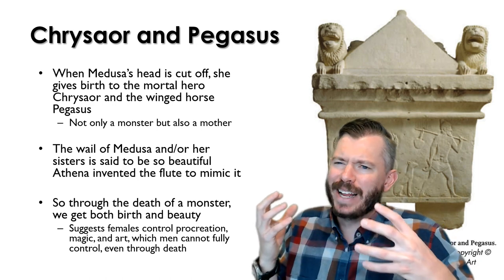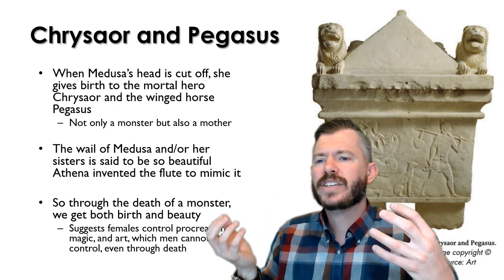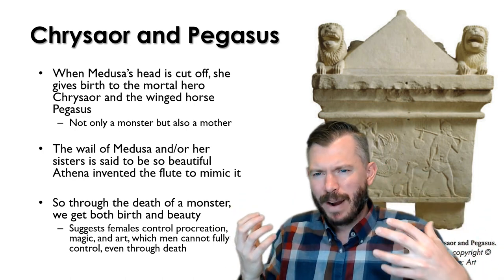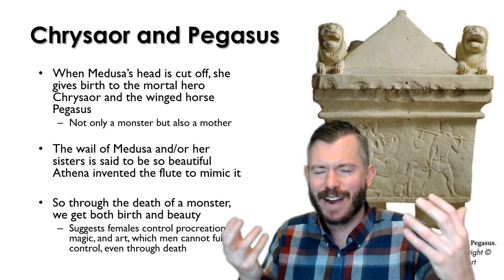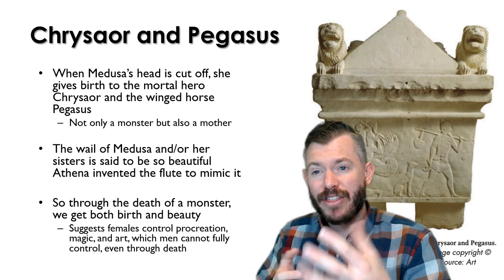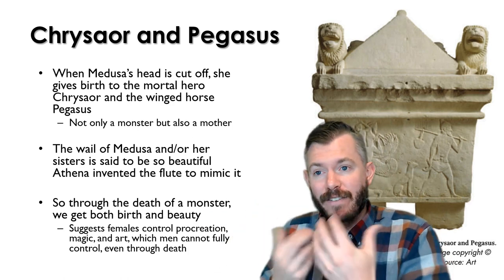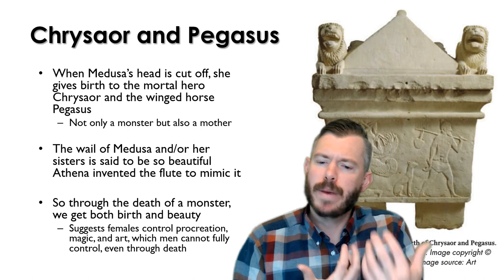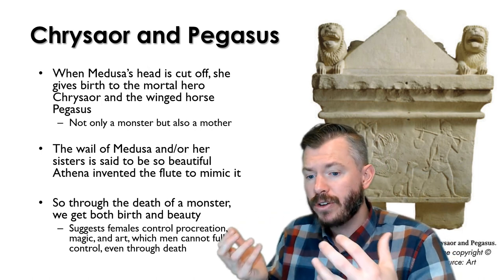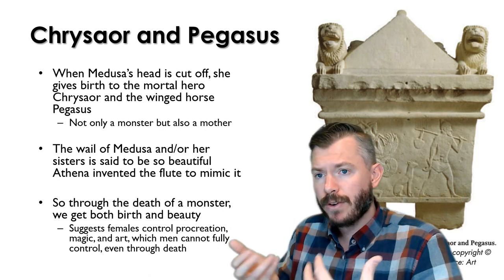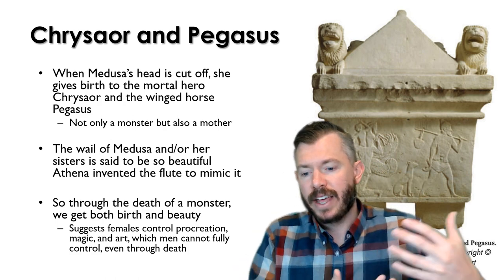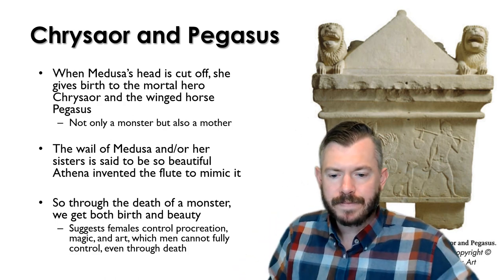And when this is happening, it's said that Medusa lets out such a yell as she's being decapitated. But it's this beautiful, almost song of a siren, right? The sound that comes out. And it's so beautiful, in fact, that Athena bottles that sound and invents the flute to mimic that sound. And so we get the death of this monster, Medusa, but we also get birth with Chrysaor and Pegasus, as well as beauty with the sound that eventually turns into the flute.